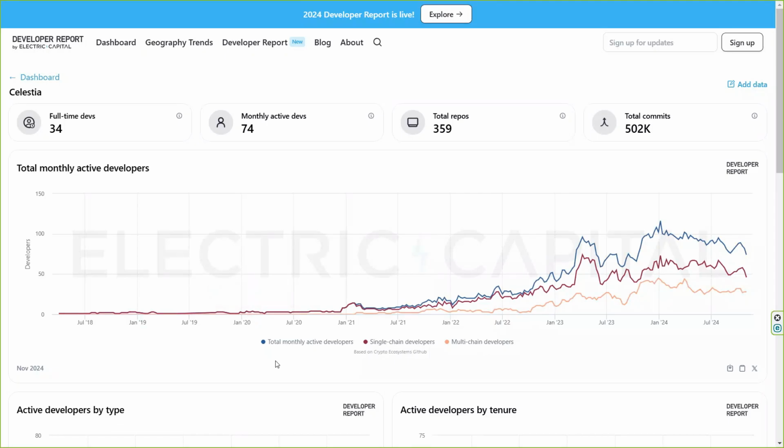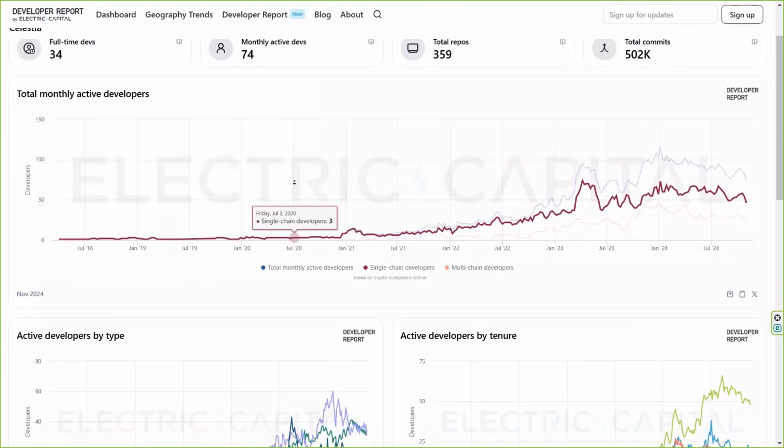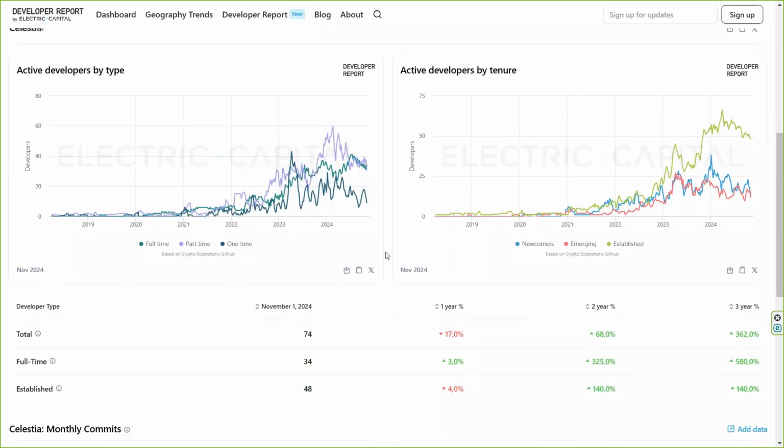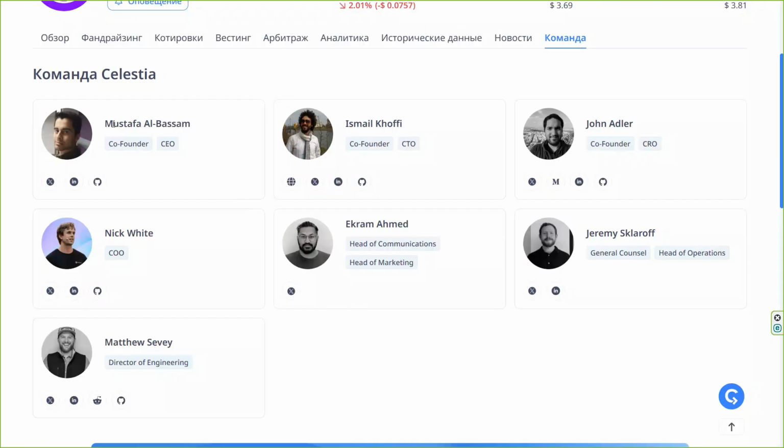Here on the website, by the way, we can see how many developers are working on the project. Approximately 34 full-time, 74 per month. In general, here you can see how active their team is. Their team is, of course, top-notch.